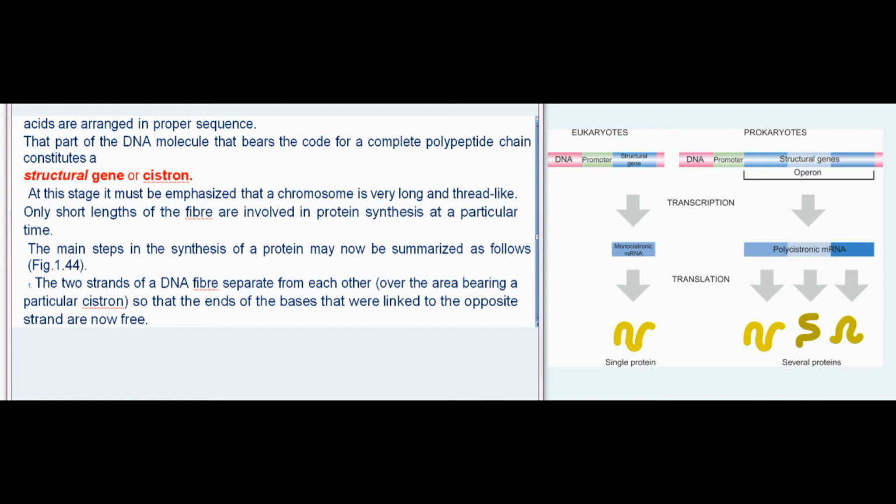That part of the DNA molecule that bears the code for a complete polypeptide chain constitutes a structural gene or cistron. At this stage it must be emphasized that a chromosome is very long and thread-like. Only short lengths of the fiber are involved in protein synthesis at a particular time.